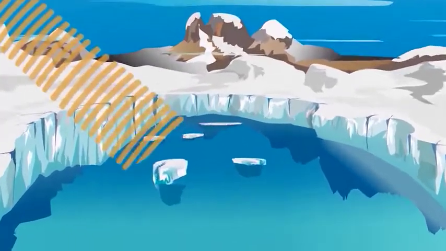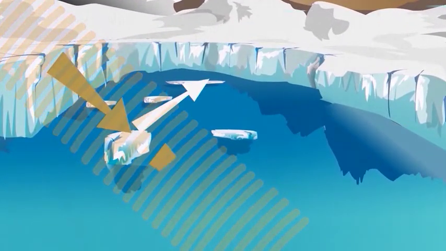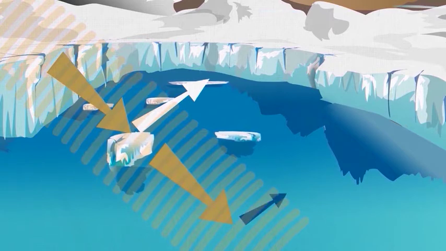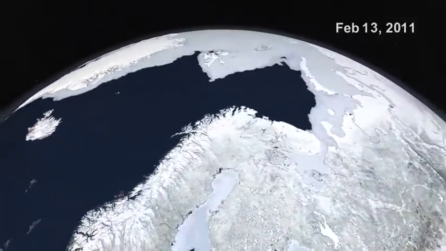Sea ice typically emits more energy than the surrounding ocean, which makes it easy to distinguish between the two with the appropriate sensors.